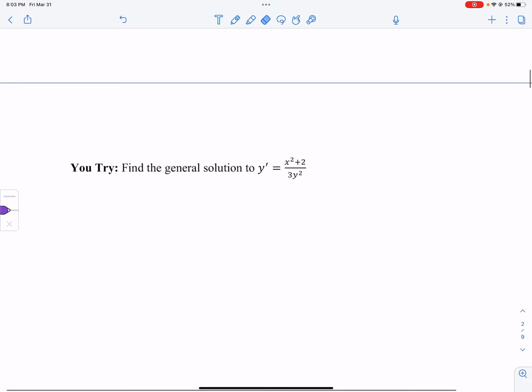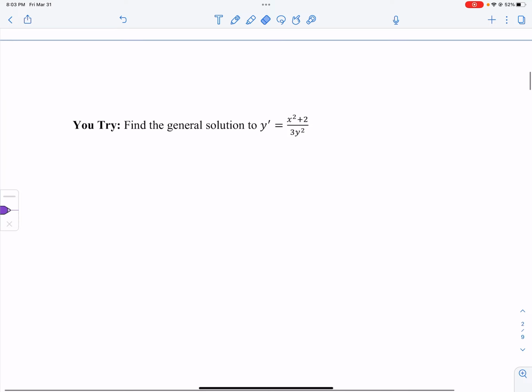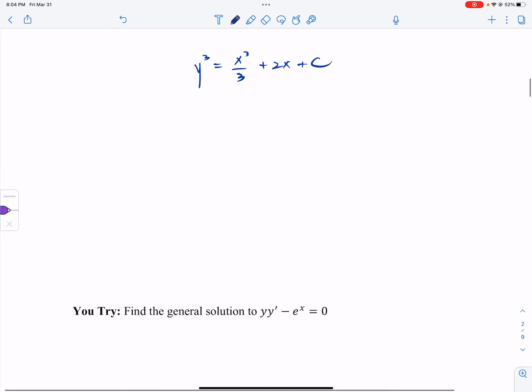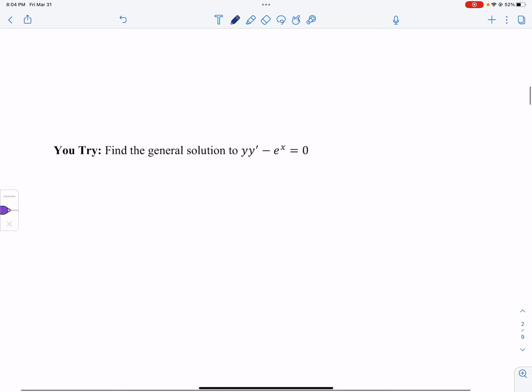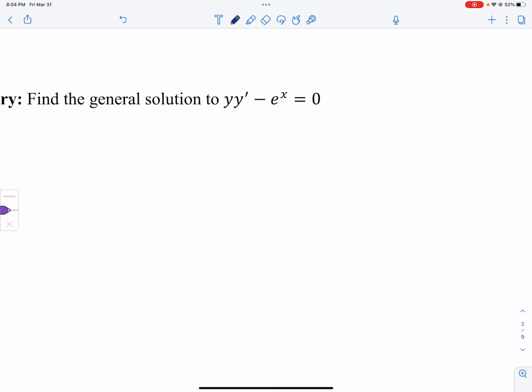Okay, so you guys can try the next 2. Here, I'll write down what the answer should be. So try and get your answer for this first one to be y cubed equals x cubed over 3 plus 2x plus c. And then for this next differential equation, try this one as well. Try and get your answer to be y squared equals 2e to the x plus c. And let me know if you have questions on either of these.